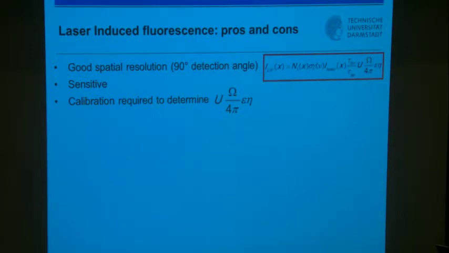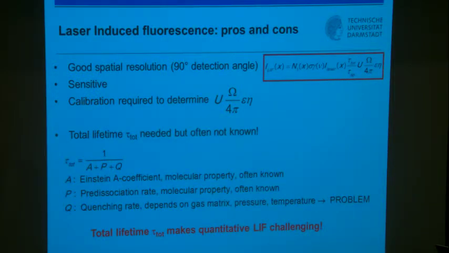A calibration means you have a gas sample with known concentration, pressure, and temperature, and know everything else in this equation from which you then can deduce this quantity. But as I said, the total lifetime is the problem. That is typically unknown. And here is some more detail from which parameters this total lifetime is composed.